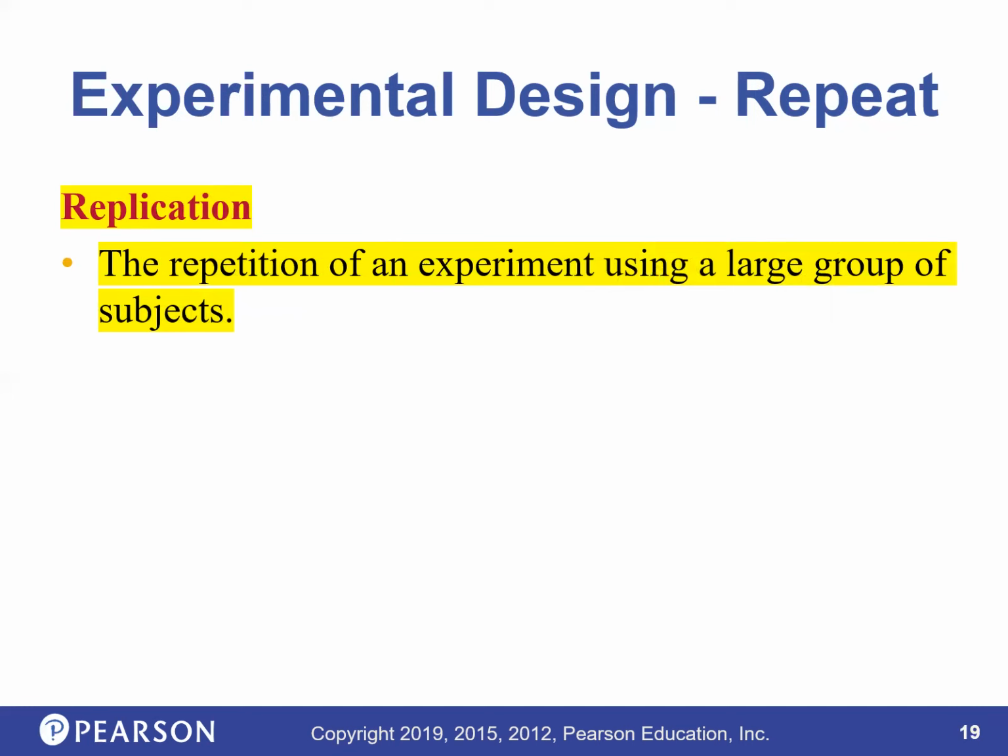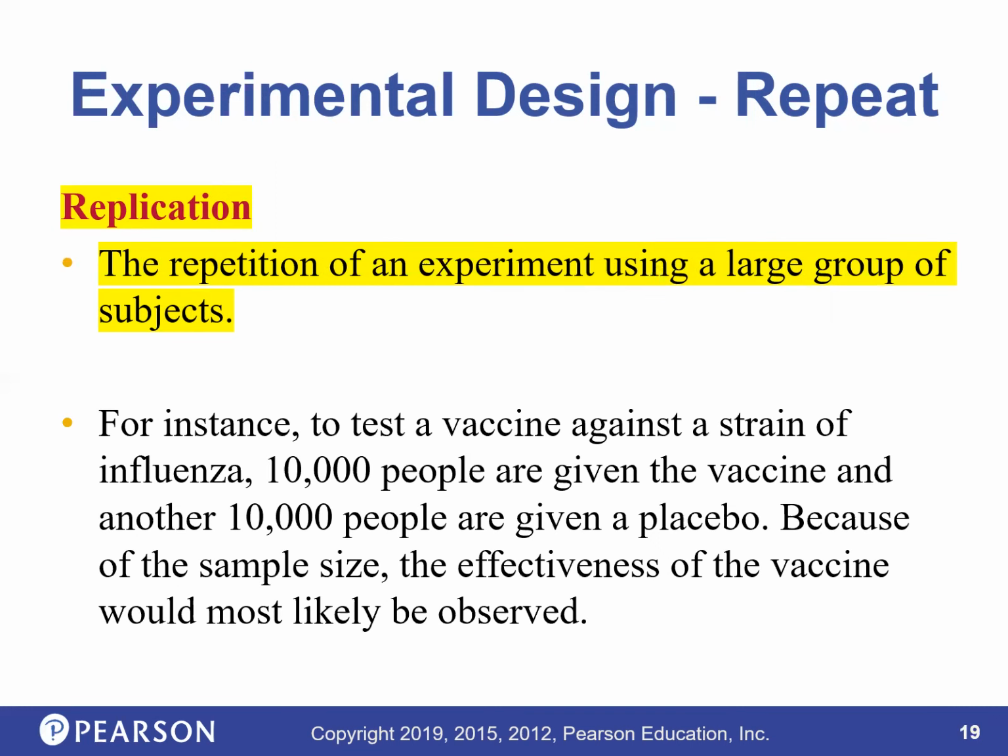The replication process of an experiment is sometimes we can't do the experiment over again. Sometimes when things are gone, it's gone, right? So before the elections, we take a whole bunch of polls, right? And then once the election is over, you're done. We can't do that anymore. So replication is just a repetition of the experiment. And usually what we do is we just use a large number of subjects. So testing a vaccine strain of the flu, 10,000 people are given the vaccine, 10 others are given a placebo. Because of the sample size, the effectiveness of the vaccine would not most likely be observed.